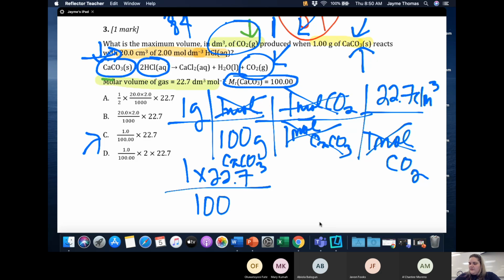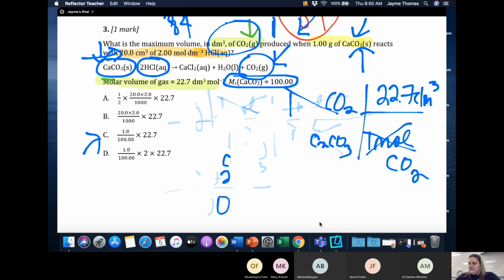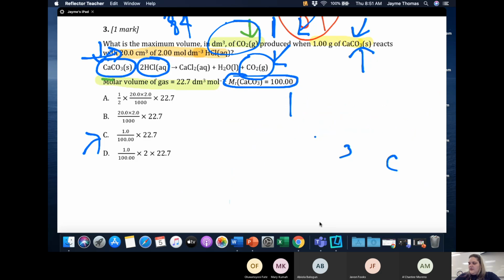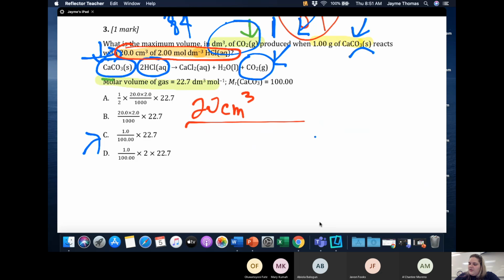So I'm going to erase this, okay? And if I now start again, I'm going to change colors. If I start with the hydrochloric acid, because it's a solution, I always have to start with the volume, okay, and the volume is 20 cubic centimeters. We talked about the fact that anytime we have cubic centimeters, it's got to be changed to cubic decimeters, right? So I'm going to divide by 1,000 because 1,000 cubic centimeters equals 1 cubic decimeter.